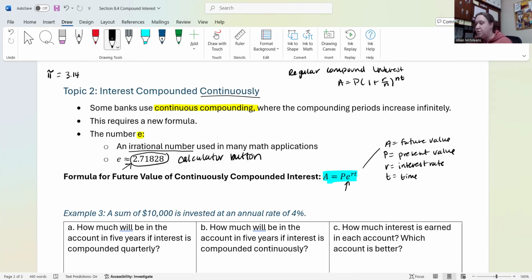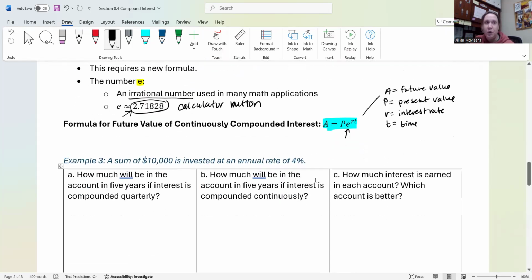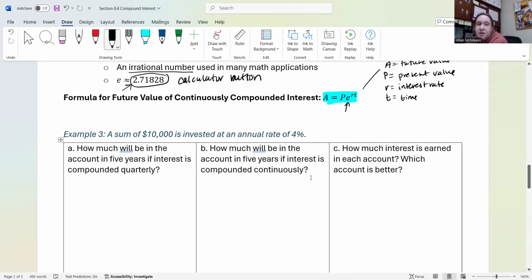Okay, so let's look at an example of interest that is compounded continuously. For example 3, it says a sum of 10,000 is invested at an annual rate of 4%. How much will be in the account in 5 years if interest is compounded first quarterly? Then we're going to compare that to compounded continuously. And then for part C, we're going to compare the interest in both accounts, so which account is better for us in the end.